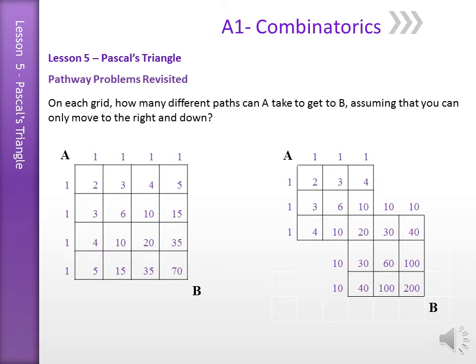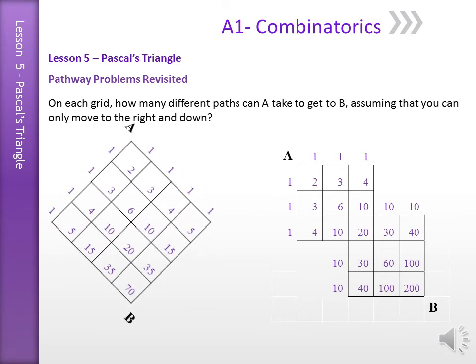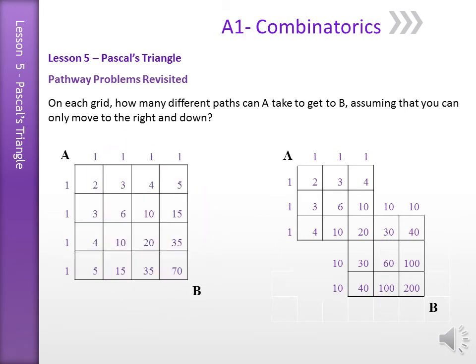For the first one, sometimes it is easier if we just turn the page so that the square looks a little bit more like a triangle, but in this case we'll just keep it straight. Starting at A, just like in the triangles, remember the first and the last numbers were always ones, so we'll fill in the ones across the top and ones down the left-hand side.